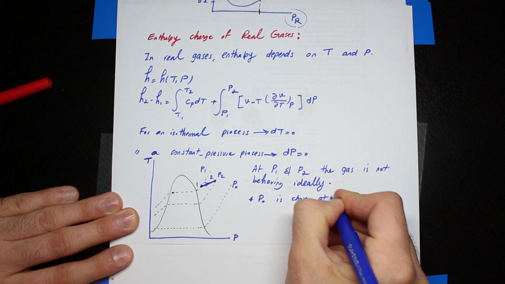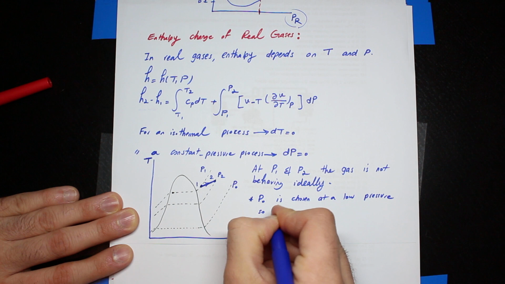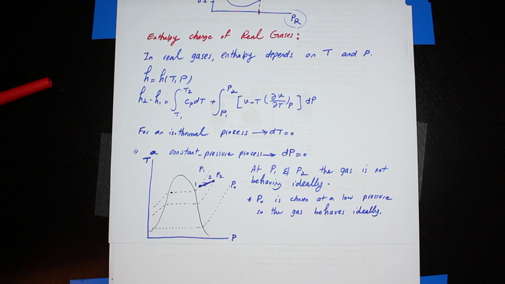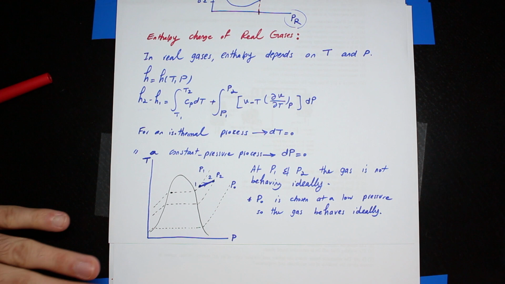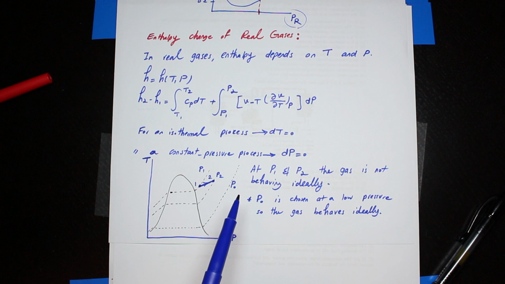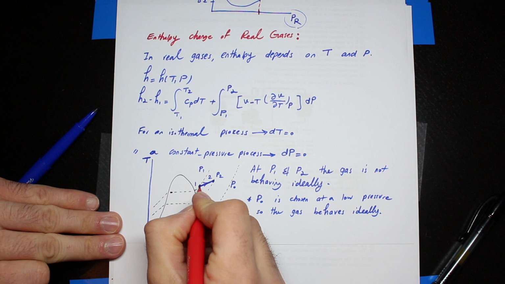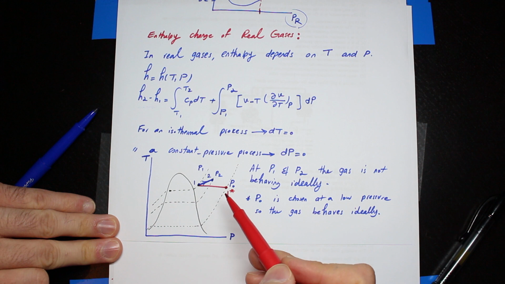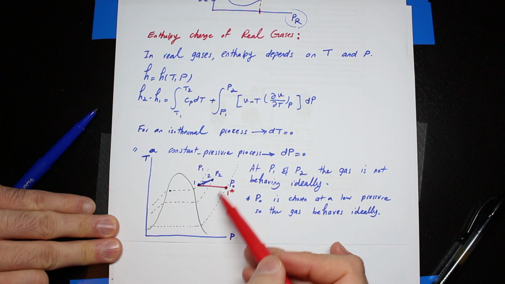So P0 is chosen at a low pressure so the gas behaves ideally. Okay, so let me show you what is happening in this dome. Let me continue this constant pressure line, and once again my goal is to obtain H2 minus H1. In order to do that, instead of starting from point 1 and ending at state 2, I am going horizontally to this low pressure. So basically, I'm following the red process. First, I go from 1 to this point, and I call this point 1 star. That star indicates that the gas is behaving ideally at this particular point. The reason is that this pressure, P0, is a very low pressure. So this is P0 here.